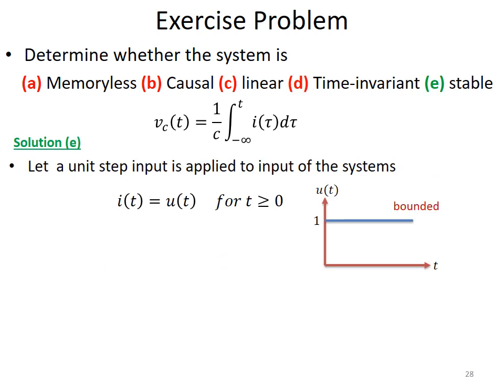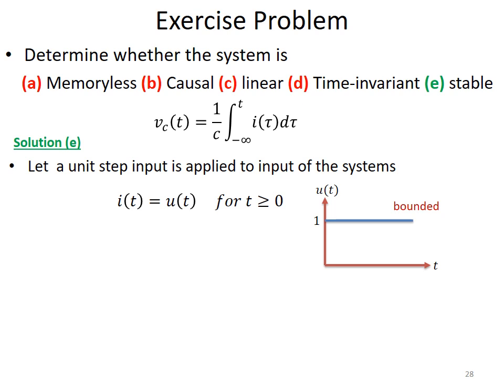Now coming to the part E, whether the system is stable or not. For this we have to apply a bounded input. For example, we are applying a unit step input to the system, which is a bounded input, right? It is an input having constant amplitude, which is equal to 1. So when this bounded input is applied to the capacitor, then what happens to the output?